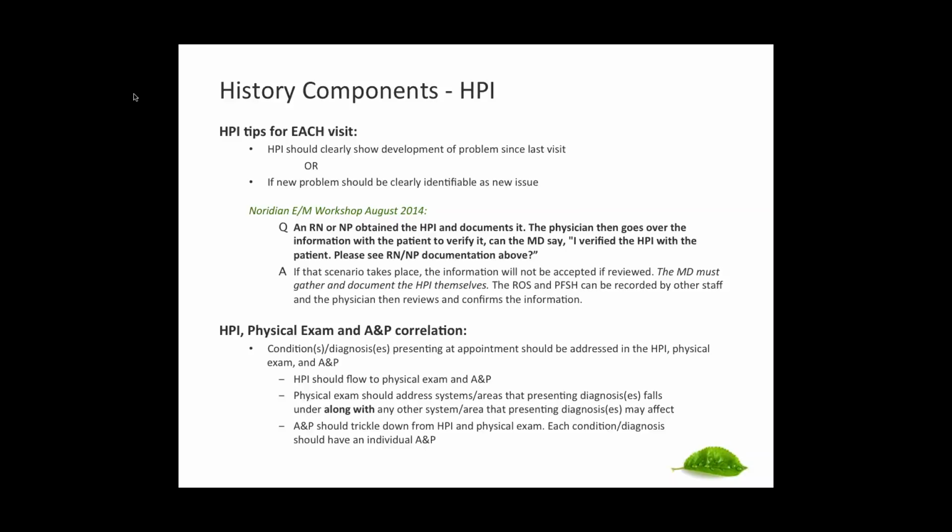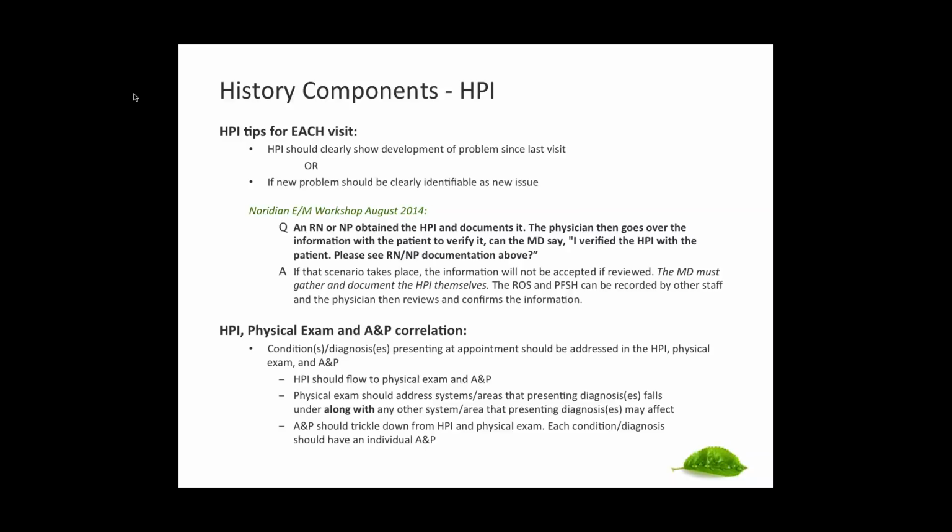A couple of things here on my bullet points. The history of present illness should clearly show development of a problem since the last visit. For anything that's been established, it's good to have that interval history of the patient's follow-up on a problem, what's happened since that last visit. And any new problems that happen within the visit today should be clearly identified as new, and that will absolutely weave into the medical decision making at the end. So those are really important points right there.